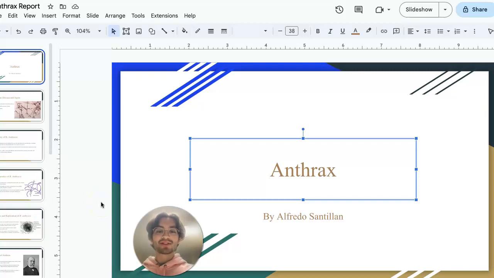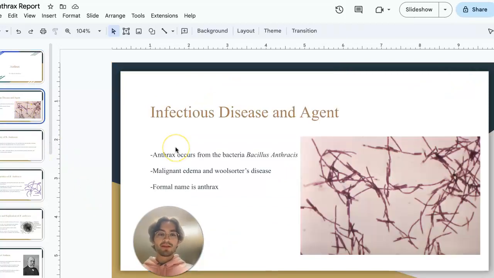Hello, my name is Alfredo, and today I'll be talking about the disease anthrax. This infectious disease occurs from the bacteria Bacillus anthracis, and its common names include malignant edema and Wool-Sorter's disease, yet its formal name is just anthrax.